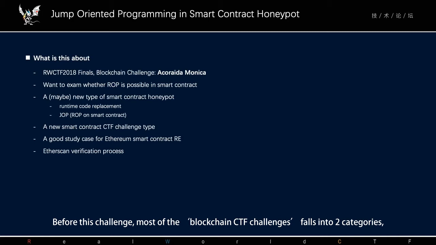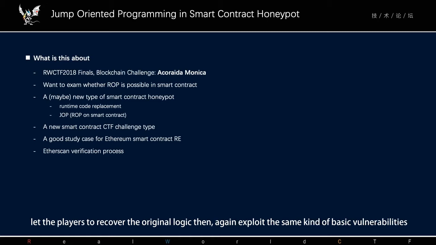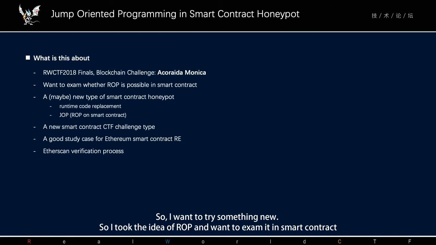Before this challenge, most of the blockchain CTF challenges fell into two categories. One is combining some simple vulnerabilities like reentrancy or integer overflow. The other type is reverse engineering, but they simply hide the source code and let the players recover the original logic, then again exploit the same kind of basic vulnerabilities. So I wanted to try something new.